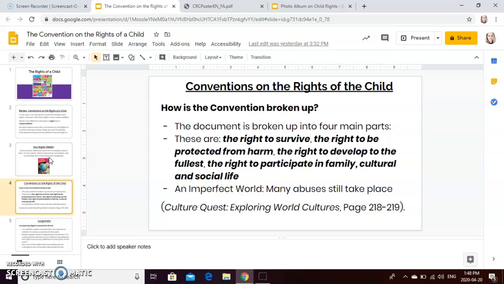So the Convention on the Rights of the Child can be broken up into four different parts. I'm going to explain each of the parts in detail. They're listed there, they're bolded, but I'll give you more detail about each.